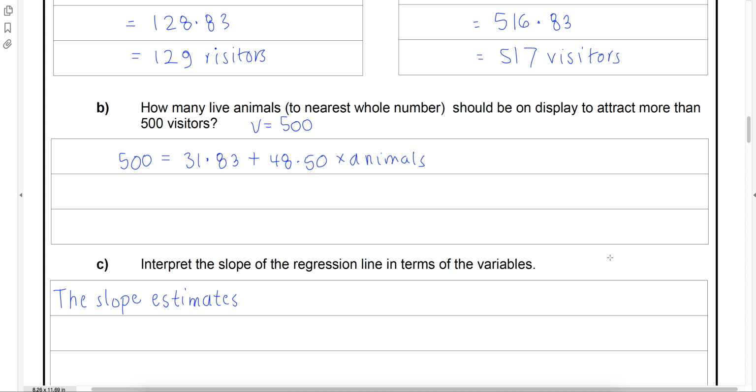Sometimes you might need to do this. You might be given, say, the RV value. In this case, we want more than 500 visitors, and what we want to do is work out how many animals. So as you can see, I've just substituted 500 in for visitors. And what I'll do now, I have my calculator in front of me. You should have it as well. I'm going to use solve.